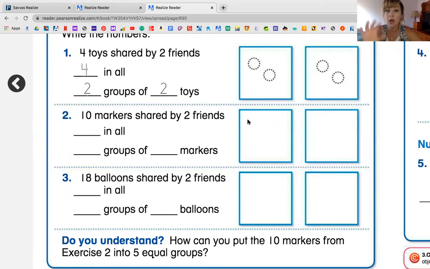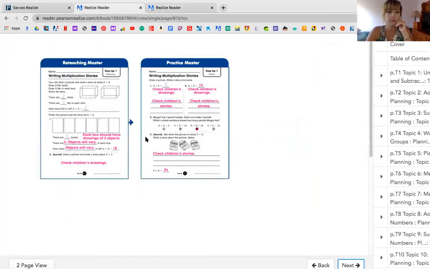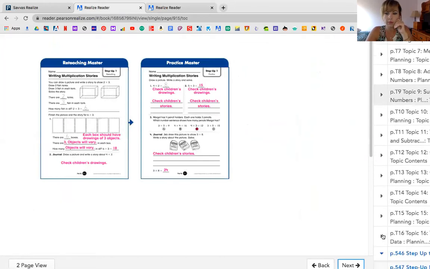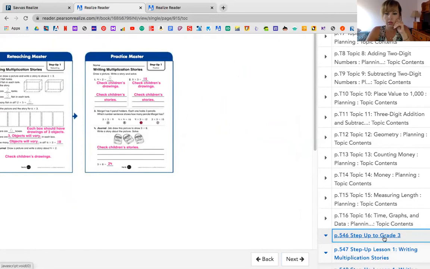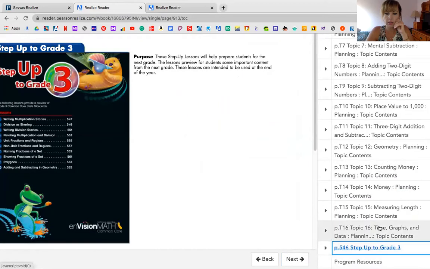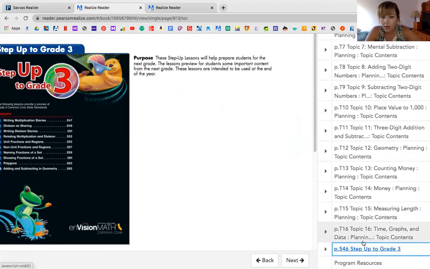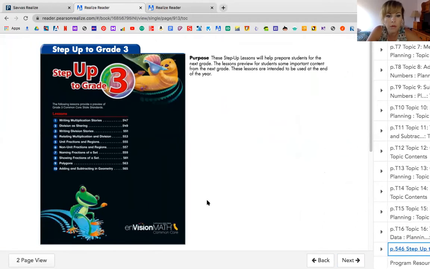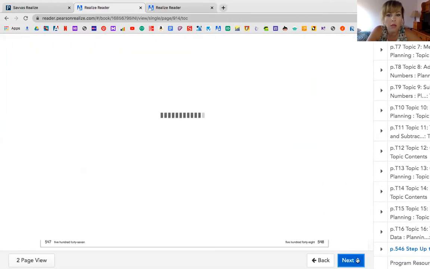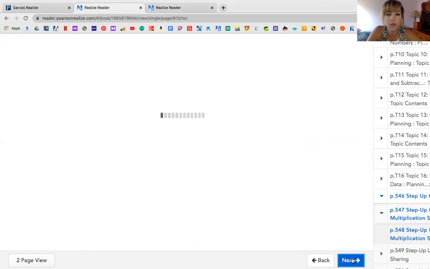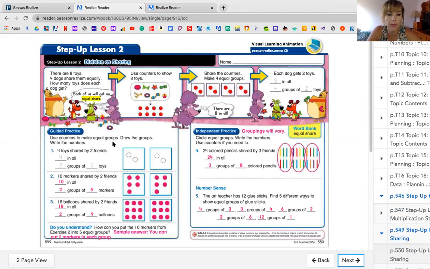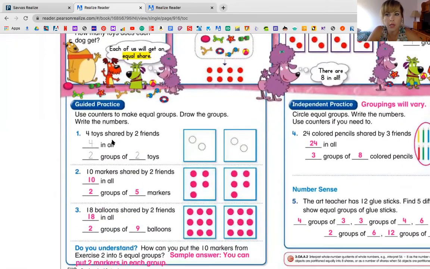So with 10, I would separate them into groups. So let's see if I can do it here. Oopsies, what happened? Sorry, let's do lesson. Sorry about that, guys, hold on. Oh, whoops, okay. All right, here we go. All right, this is actually kind of cool, I never knew about this.